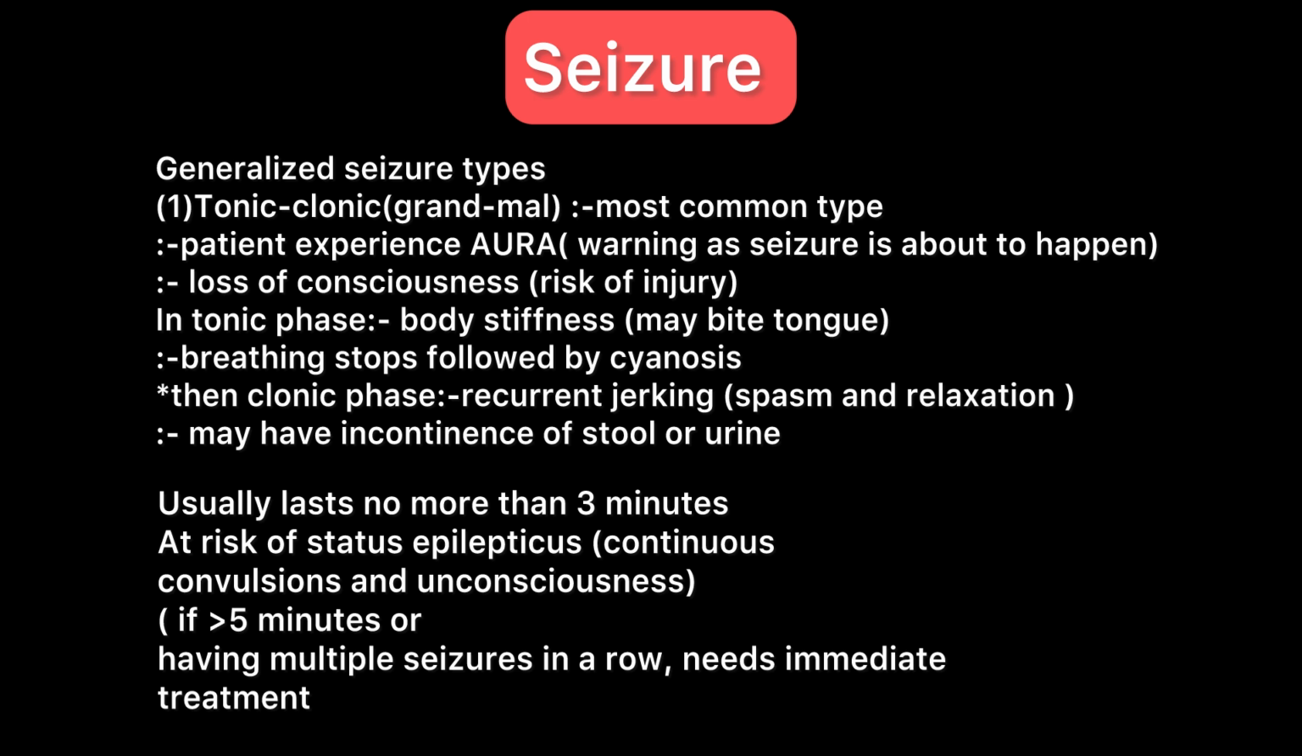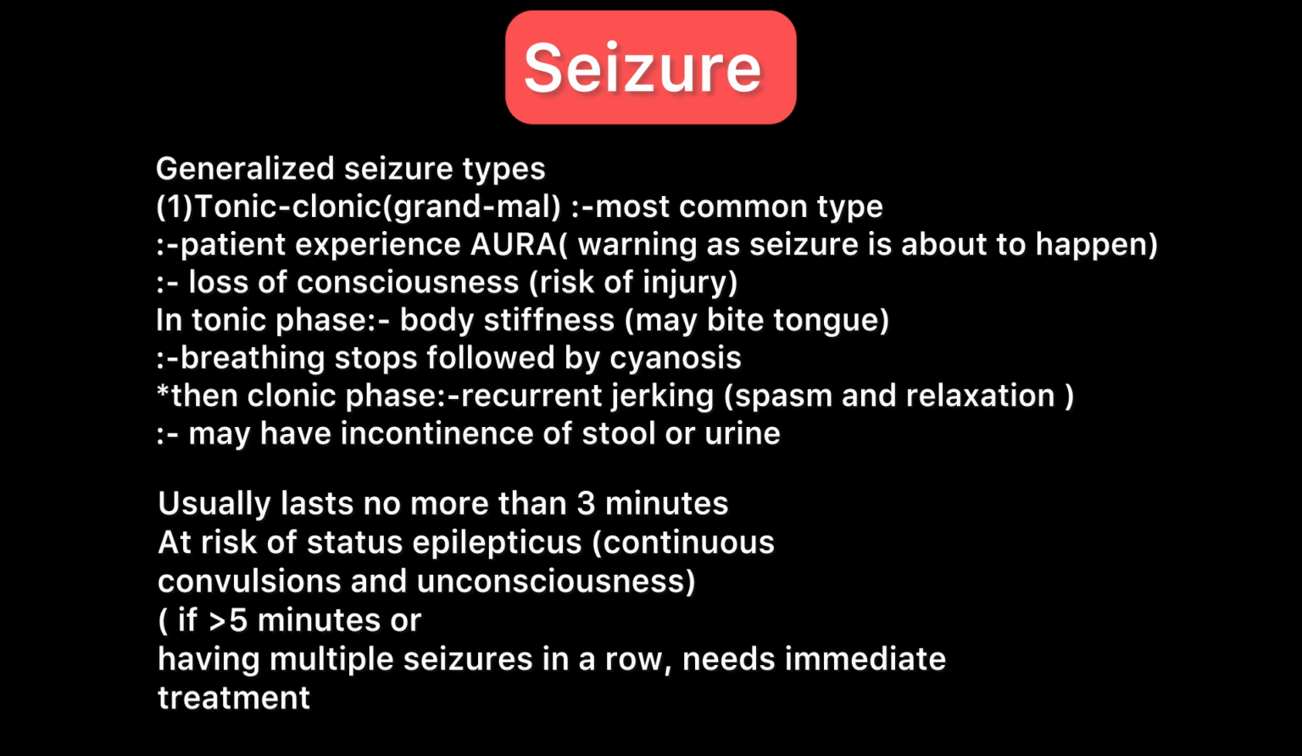The first one is tonic-clonic or grand mal type seizure, and this is the most common type where patient experience aura, patient loses consciousness, and there is risk of injury. Patient will experience a tonic phase where body stiffness occurs, may bite the tongue, breathing may stop followed by cyanosis. Then a clonic phase, there is recurrent jerking movement, spasm and relaxation back to back of extremities. Patient may have incontinence of stool or urine.